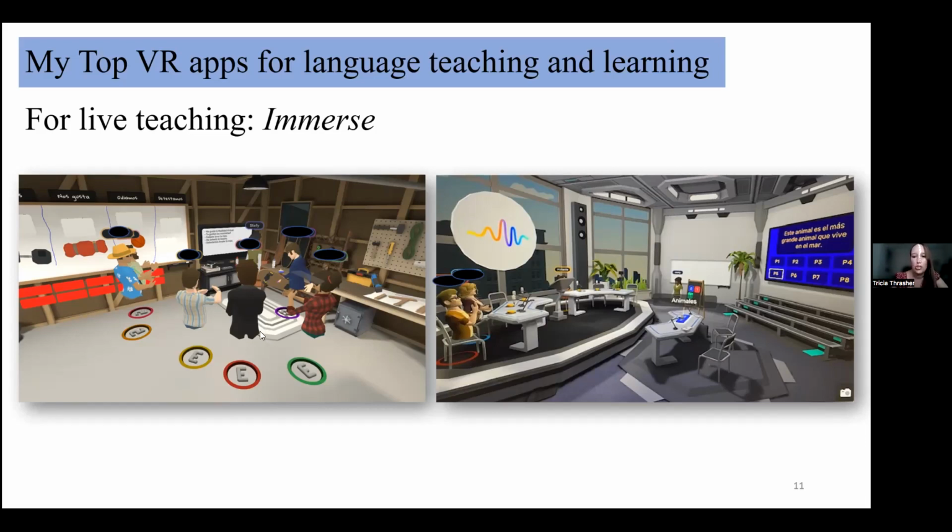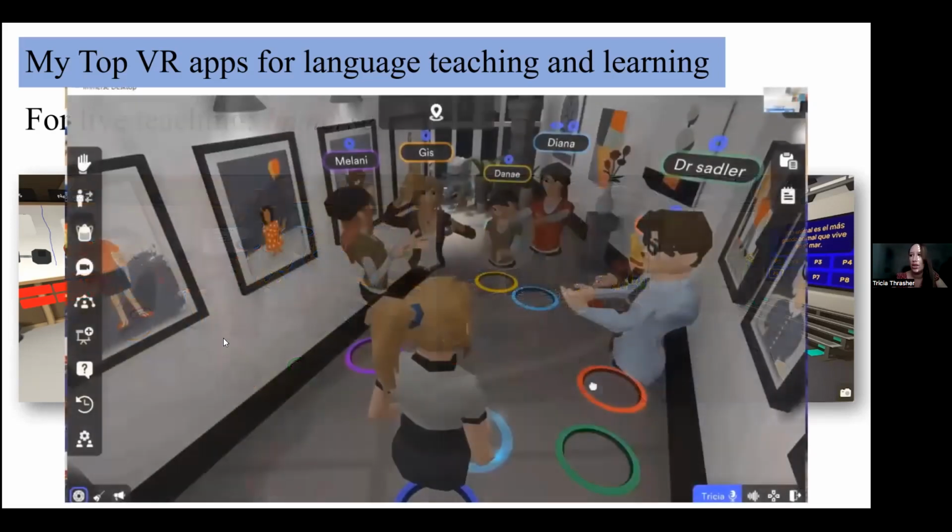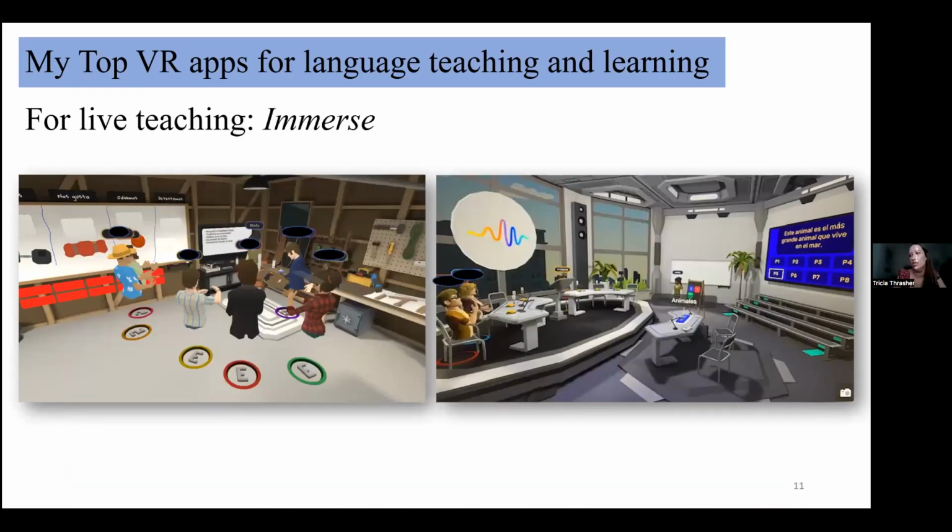The app includes 35 different locations. I think I mentioned earlier, we have things like a restaurant, a doctor's office, a park. Here you can see a debate room. Students are in these spaces interacting with the teacher, but they can also interact with different objects in the environment, which is important, as we know, for vocabulary learning.